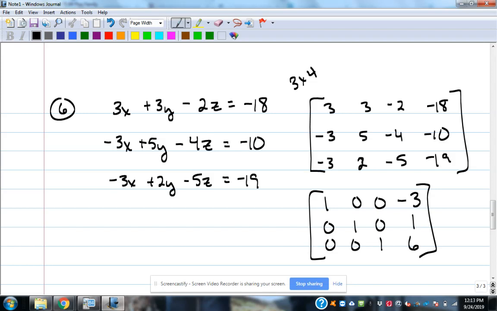So what does the first row tell us? It tells you the X. The second row tells you Y, and the third row tells you Z. So we get an ordered triple, negative 3, 1, 6. Just like we would if we solved that by elimination and substitution using those methods that we used before. Okay, so it really, really is helpful on the three variable systems.